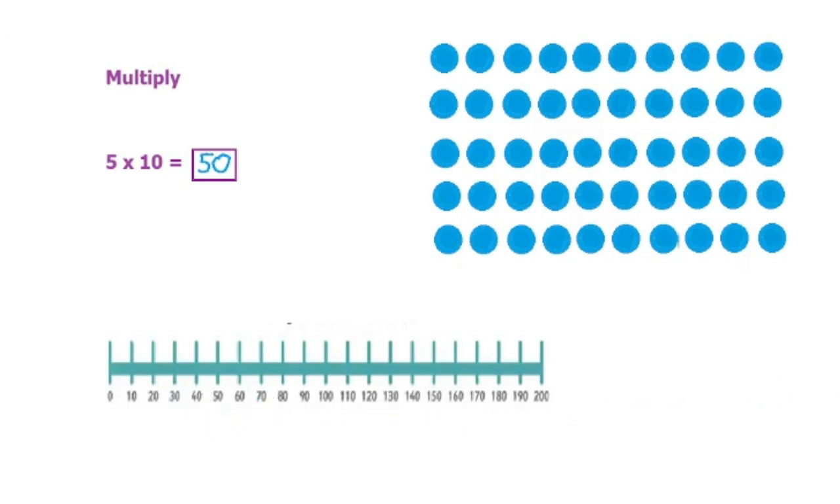So the way we could do this multiplication with the number line is you start at 0 and you jump 5 times. So 1, 2, 3, 4, 5. So I've jumped 5 times. I'm at 50. So that's the answer to this multiplication problem of 5 times 10.